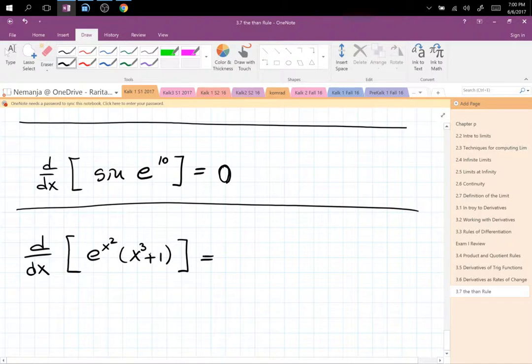So looking at this problem, what do you have? What rule do you have? What's the main rule for the whole problem? Product rule. So you have to spot the product rule here because you have multiplication of two functions.